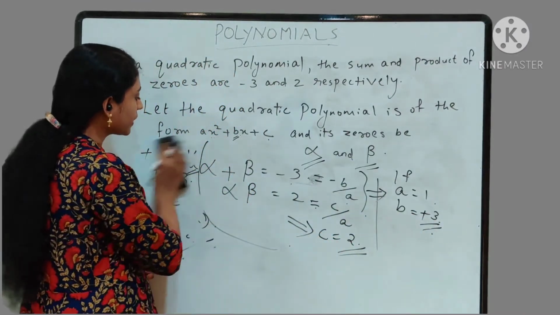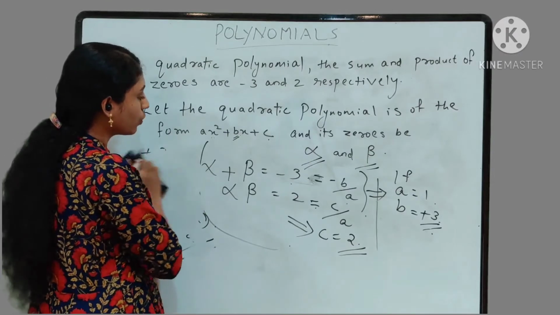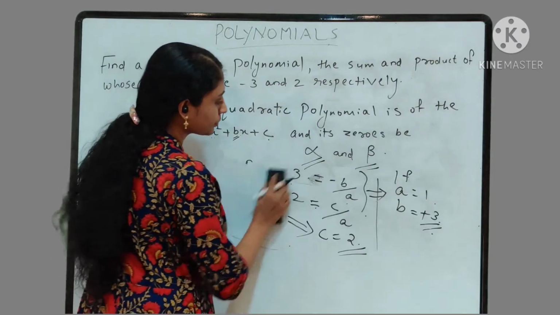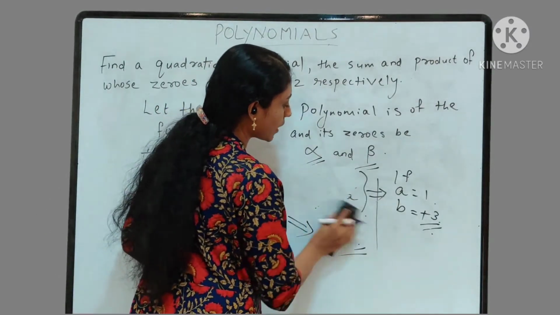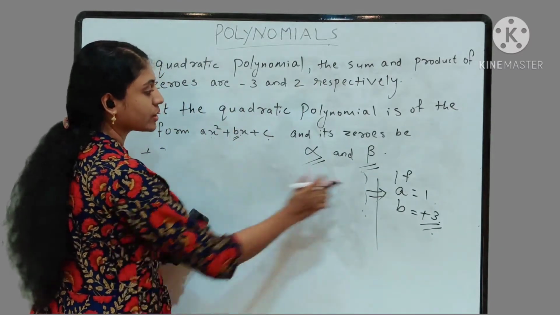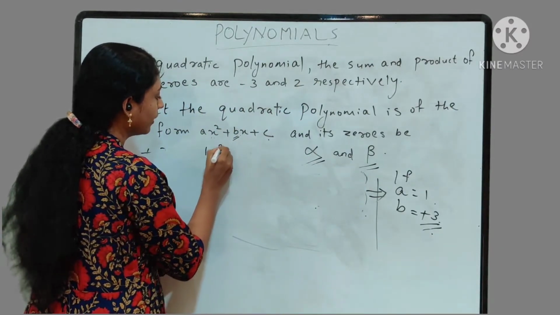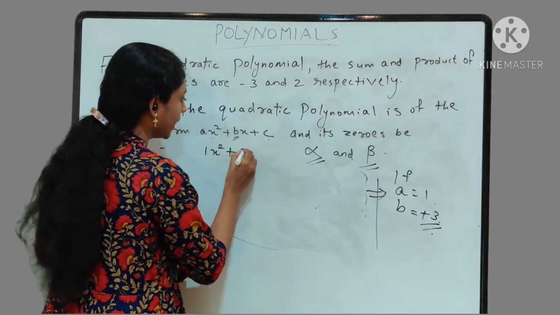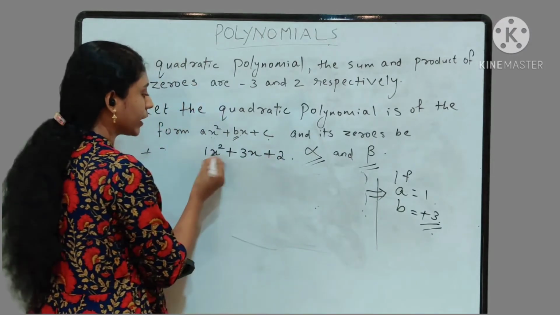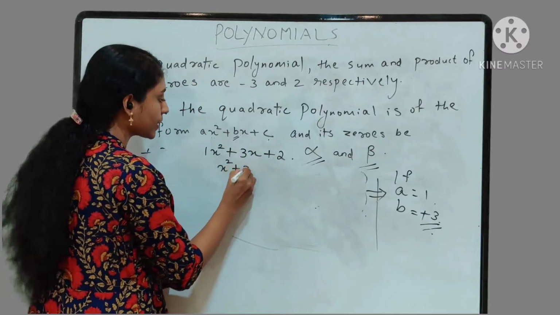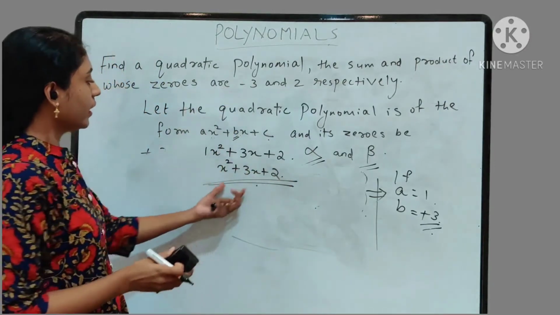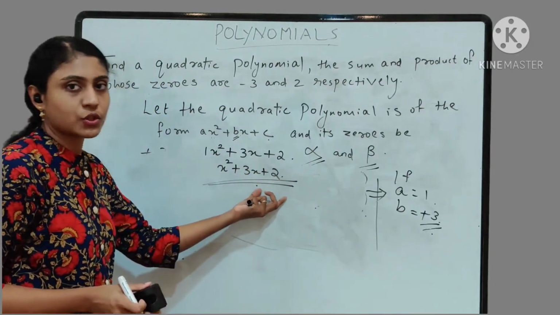Now we can form the quadratic polynomial. How will we form the quadratic polynomial using these three values? Ax square plus bx plus c, right? So a, the value is 1. 1 into x square plus b, it is 3, 3 into x plus c, we got 2, plus 2. 1 into x square is simply x square, plus 3x plus 2. So we got a quadratic polynomial of the form x square plus 3x plus 2.